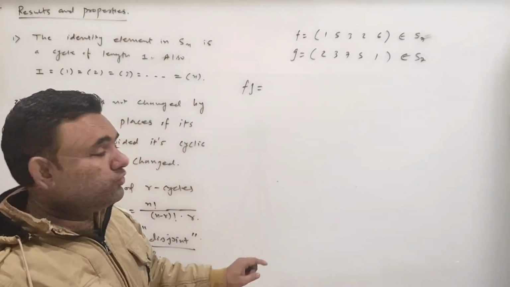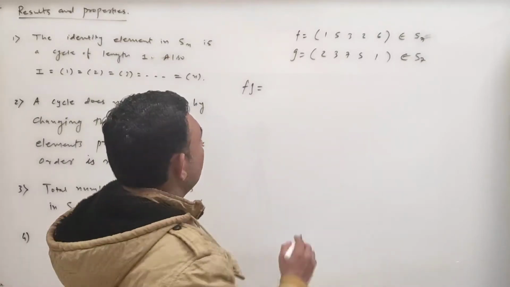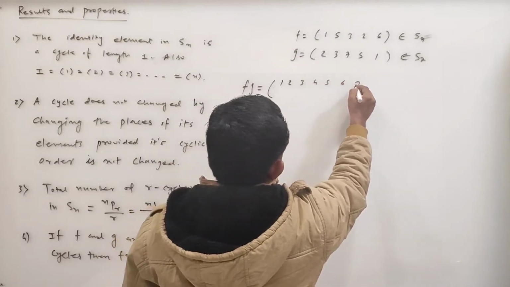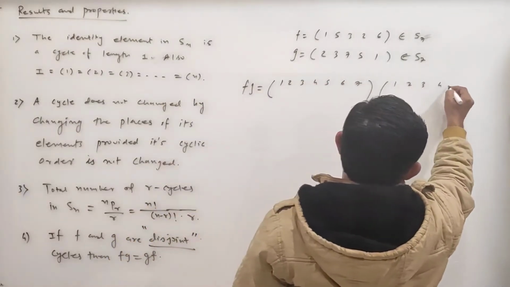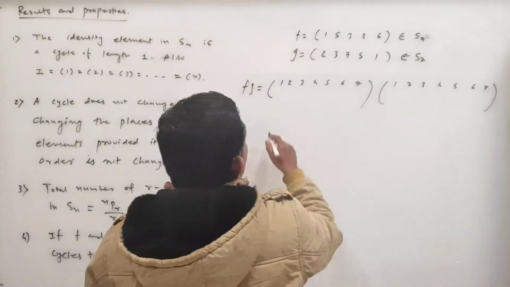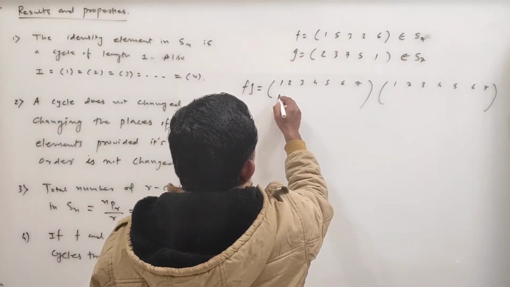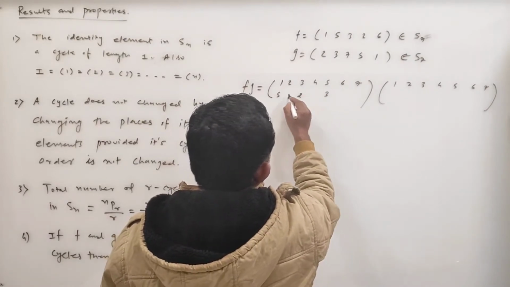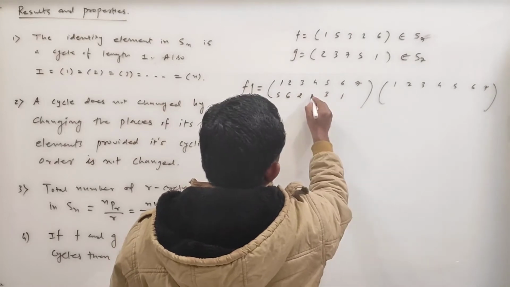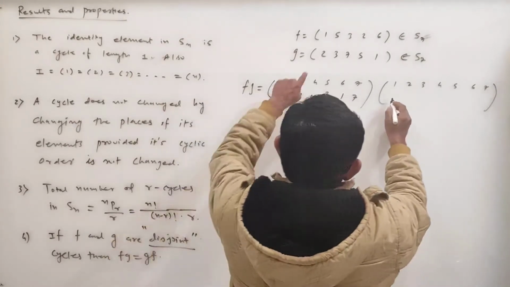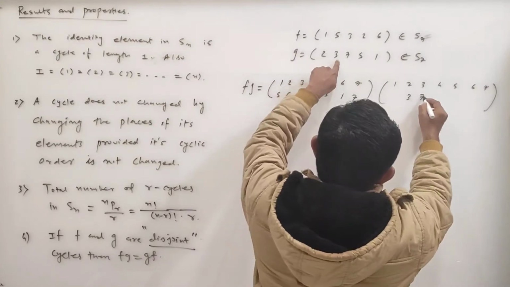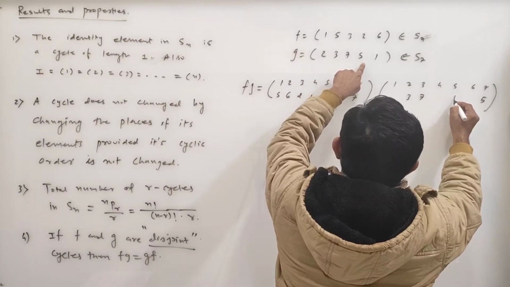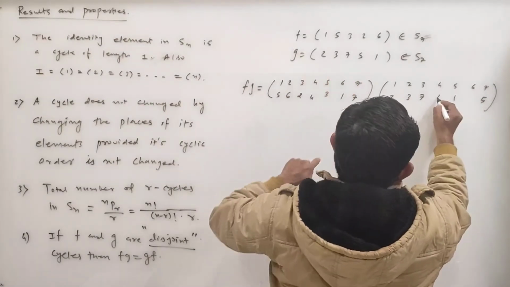Now I want to find F into G. So one way is what? One way is this one. Let us consider in that way first. 1 2 3 4 5 6 and 7. 1 2 3 4 5 6 and 7. From here F is what? 1 goes to 5, 5 goes to 3, 3 goes to 2, 2 goes to 6 and 6 goes to 1, 4 and 7 are invariant. And G, 2 goes to 3, 3 goes to 7, 7 goes to 5, 5 goes to 1 and 1 goes to 2, 4 and 6 are invariant.